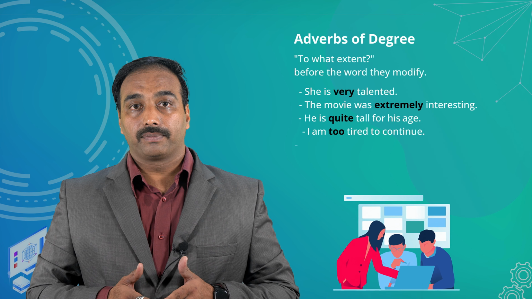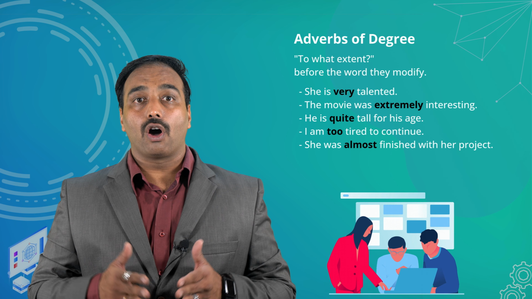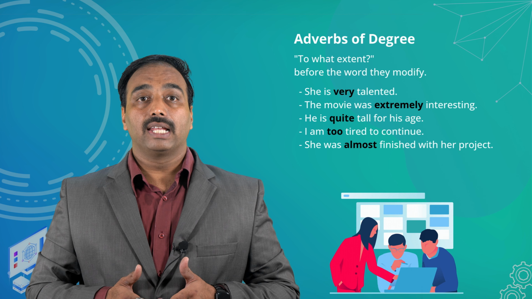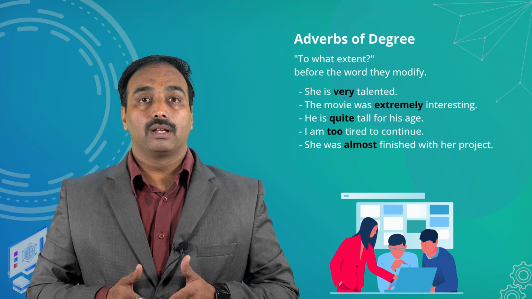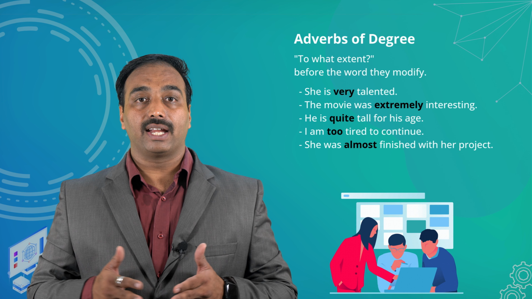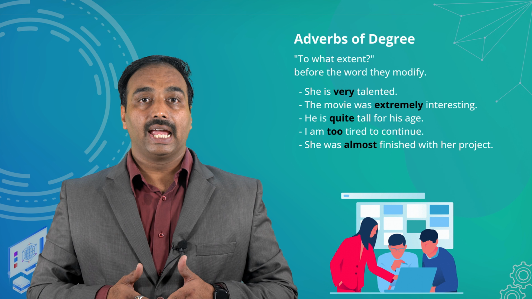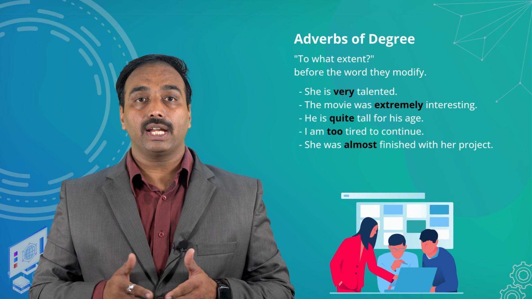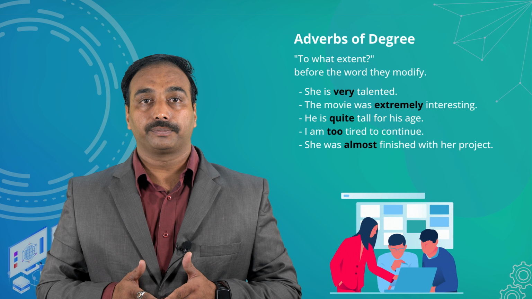Adverbs of degree. These convey the intensity or extent of an action, adjective or another adverb, answering the question to what extent. They are typically placed before the word they modify. Examples, she is very talented. The movie was extremely interesting. He is quite tall for his age. I am too tired to continue. She was almost finished with her project.